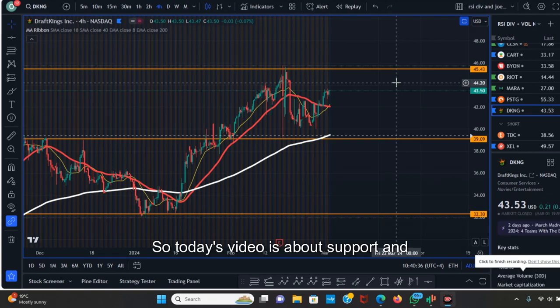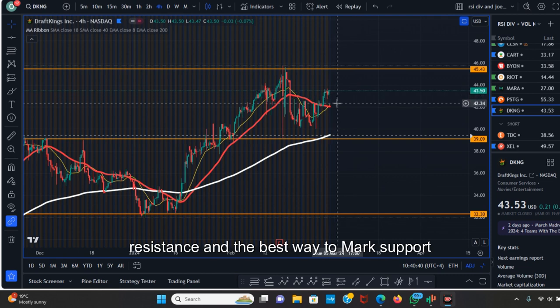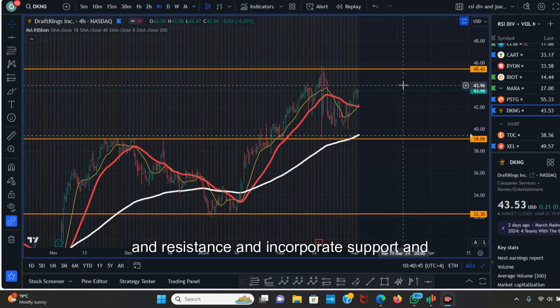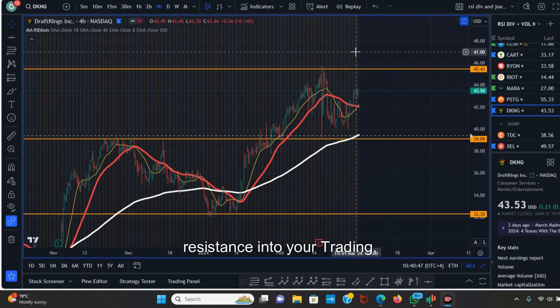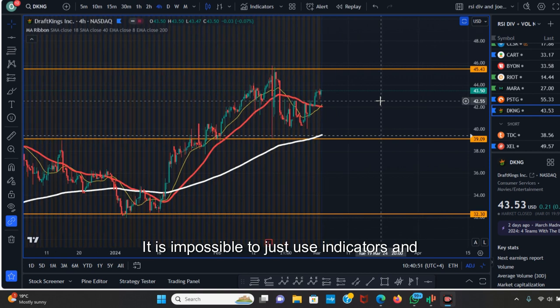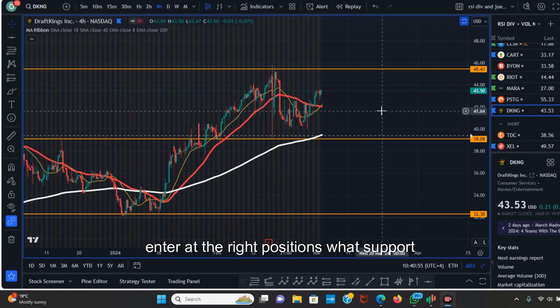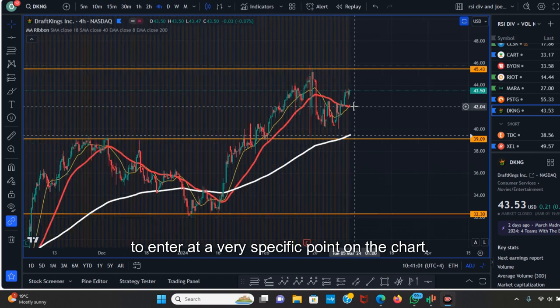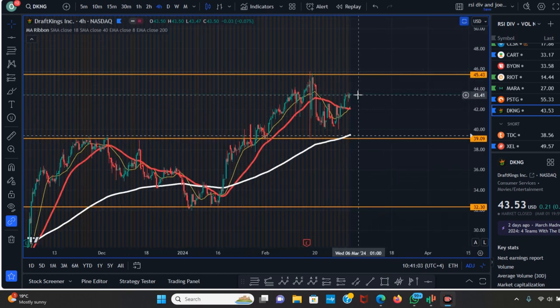Good morning. So today's video is about support and resistance and the best way to mark support and resistance and incorporate support and resistance into your trading. Without support and resistance, it is impossible to just use indicators and enter at the right positions. What support and resistance does is that it allows you to enter at a very specific point on the chart.